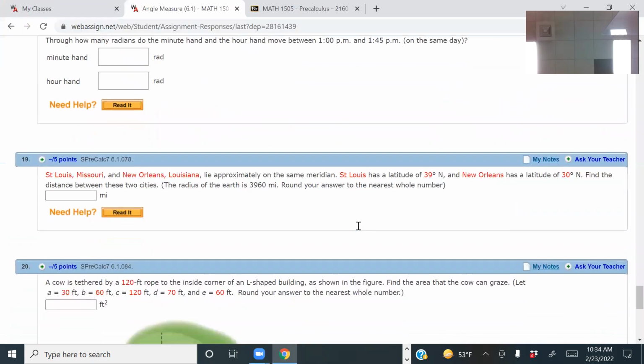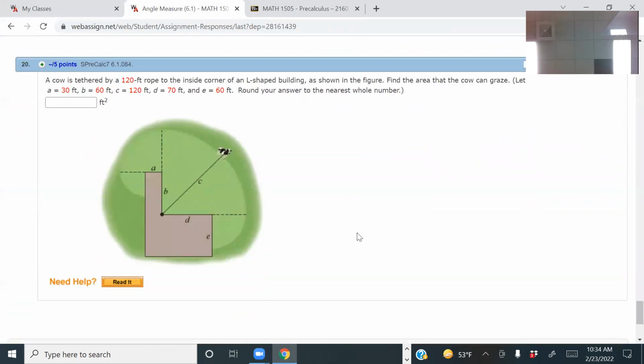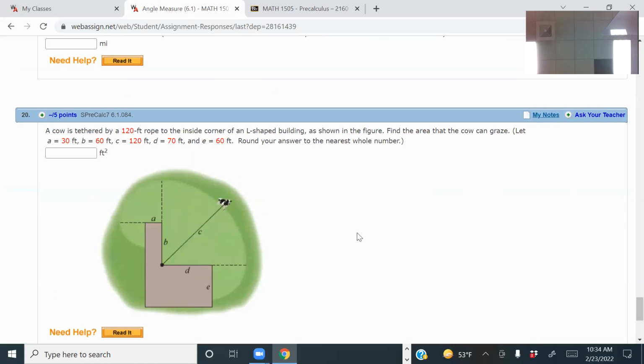Now, there's another problem on here. That one is fun as well. All right. So let's read this one. I'm not going to go through the whole problem. I don't have a picture of this one in the notes, but we'll do a little bit of it. A cow is tethered to a rope, like you see in this picture, but the rope is tied to the corner of this L-shaped barn or something, like you see in this picture.